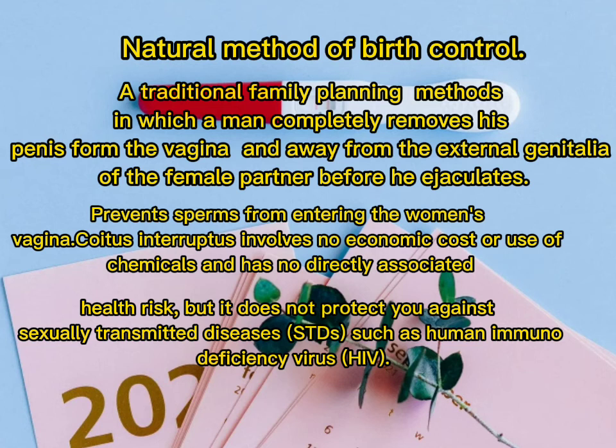It involves no economic cost or use of chemicals and has no directly associated health risk. But it does not protect you against sexually transmitted diseases such as human immunodeficiency virus or HIV. Coitus interruptus is unforgiving of incorrect use, and its effectiveness depends on the willingness and ability of the couple to use the withdrawal with every act of intercourse.